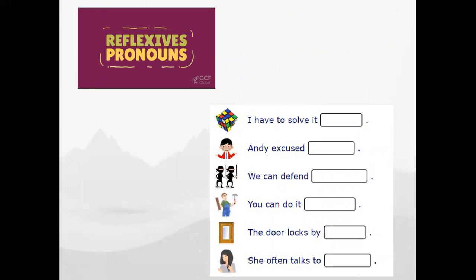Now, let's practice. It says, tengo que resolverlo por mí mismo. I have to solve it by myself. Es muy común usar el by. No siempre, pero también se puede usar mucho. Puedo decir, I have to solve it myself. Tengo que resolverlo yo mismo o por mí mismo. So, I have to solve it myself.